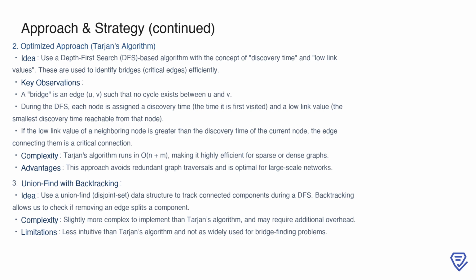The key idea is to identify bridges, which are edges that do not belong to any cycle in the graph. During the DFS, each node is assigned a discovery time, representing when it was first visited, and a low link value, which represents the smallest discovery time reachable from that node. If the low link value of a neighboring node is greater than the discovery time of the current node, the edge connecting them is a critical connection.